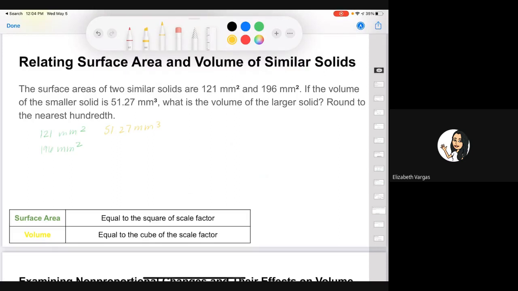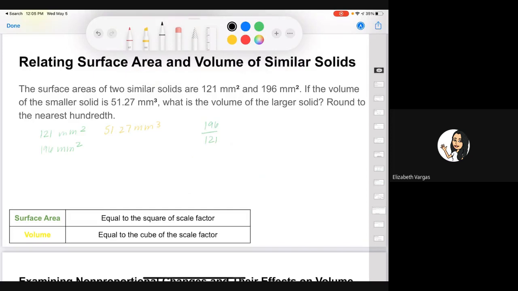Okay. Well, the first thing I want to do is identify what my scale factor is. What is being changed in my surface area to give me that surface area? So I can identify what my surface area scale factor is by taking my larger and my smaller and dividing them by each other. And that is equal to 196 over 121. It's easier to do it this way.